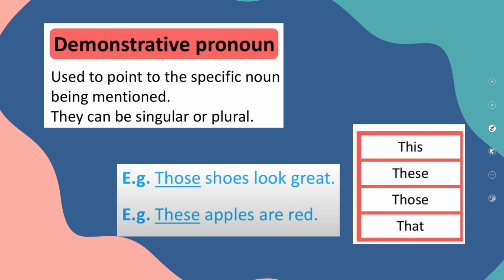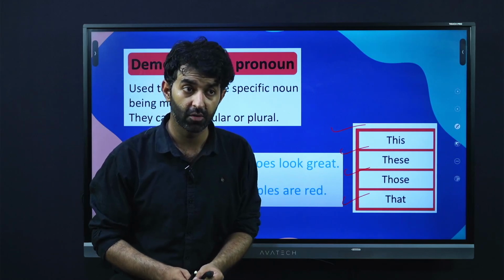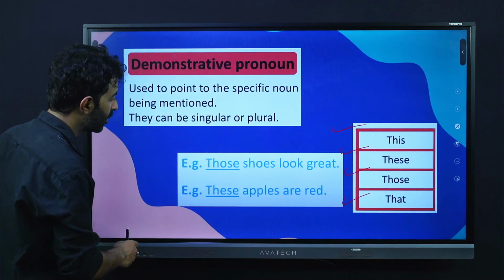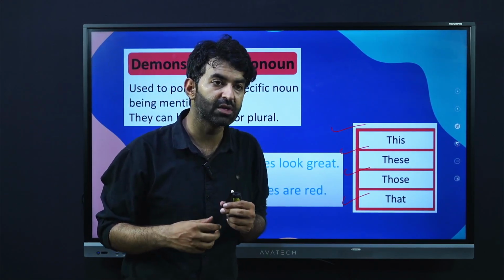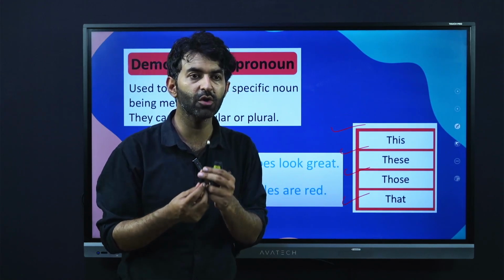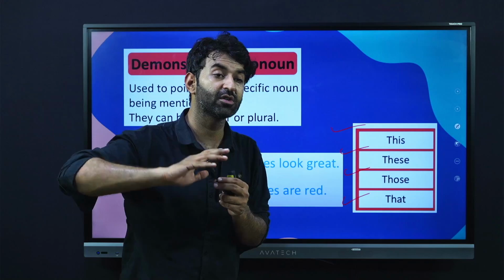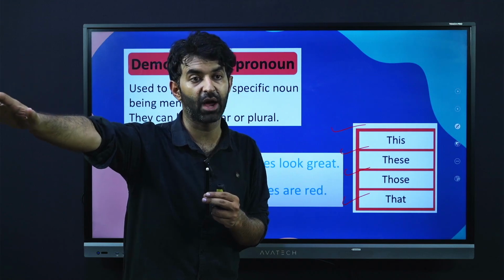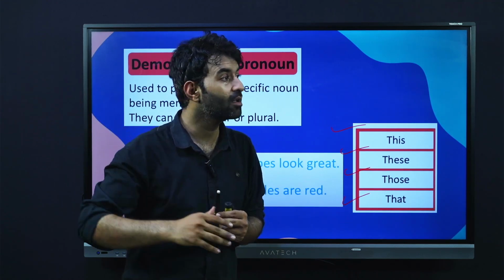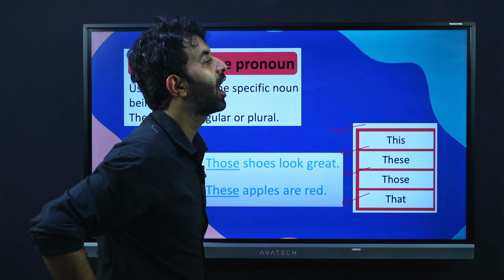For demonstrative pronouns, we have these four words: this, these, those, and that. Some of them are singular and some are plural. Now, if we have something which is closer to me, I would say this is mine because this is closer. But if it's very far from me, I would say that is my pointer. All right? Yes, Asif Javed.